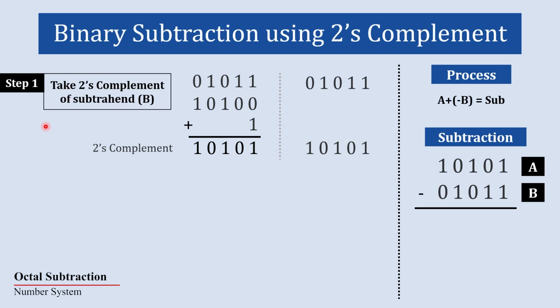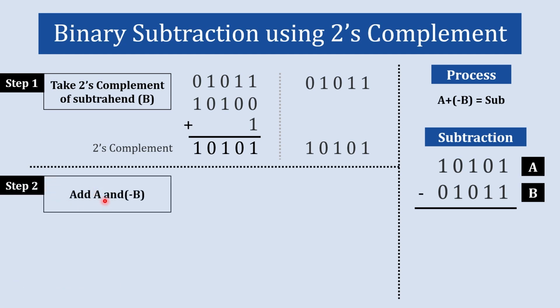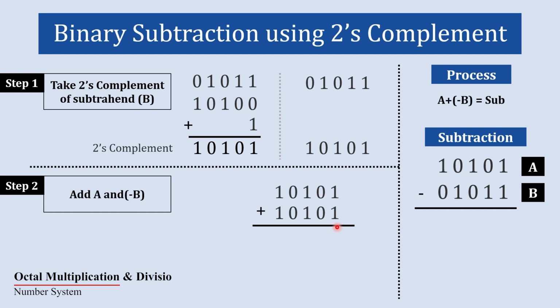Now it's time for step number 2. In step number 2, we are going to add A and the 2's complement of B. So here is our A, 1 0 1 0 1. And this is the 2's complement of B, 1 0 1 0 1. And what a coincidence, both numbers are the same, right? So it's our A and it's the 2's complement of B.